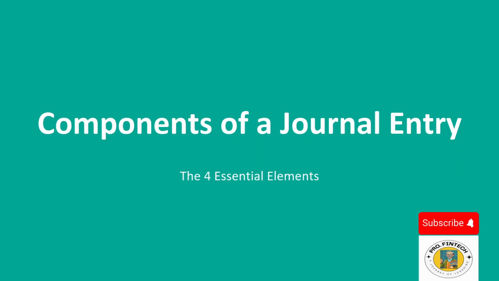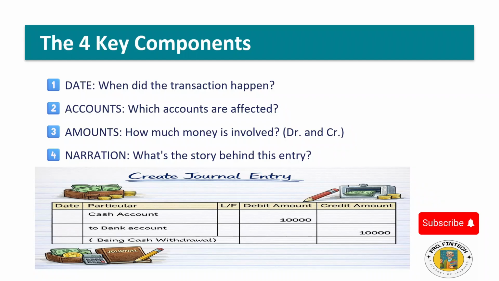All right, now that you understand the why behind journal entries, let's break down the how. What are the actual components of a journal entry? Let's dive into the four essential elements. Every journal entry has four key components. Let me walk you through each one. Date. First, you write the date of the transaction. This seems obvious, but it's crucial. You need to know when money moved so you can track your finances over time.